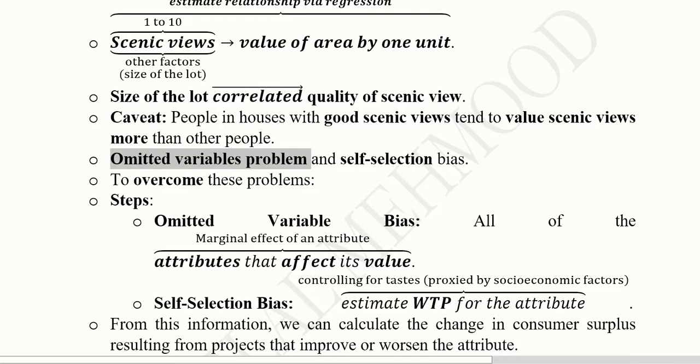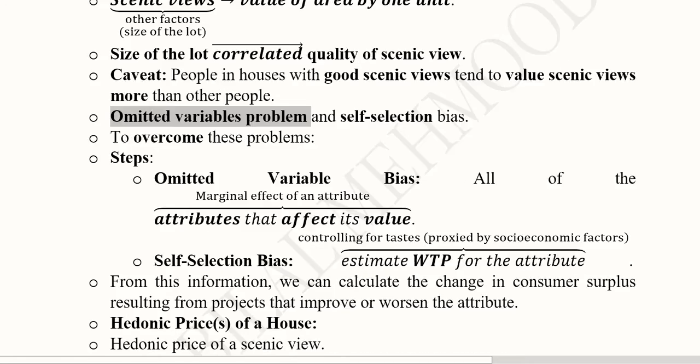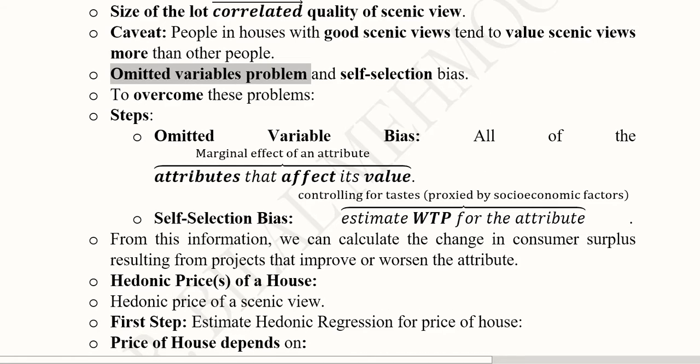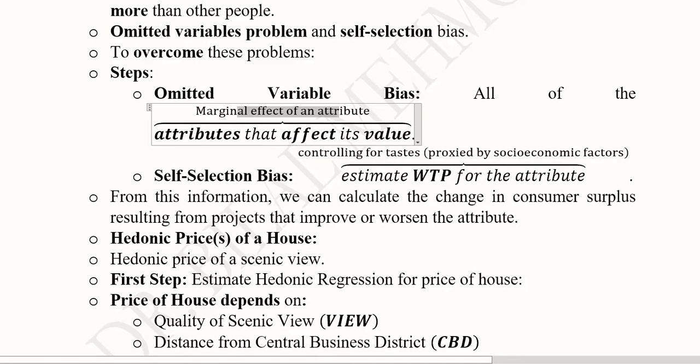And omitted variable bias can also be overcome by including variables like these and others that we will see in a while. So the first thing that we do is that we overcome the omitted variable bias by including all the possible attributes that can affect the value of that asset. The marginal effect of an attribute is found here, that is, how a 1 unit change in the attribute can cause a change in the overall price of the house.